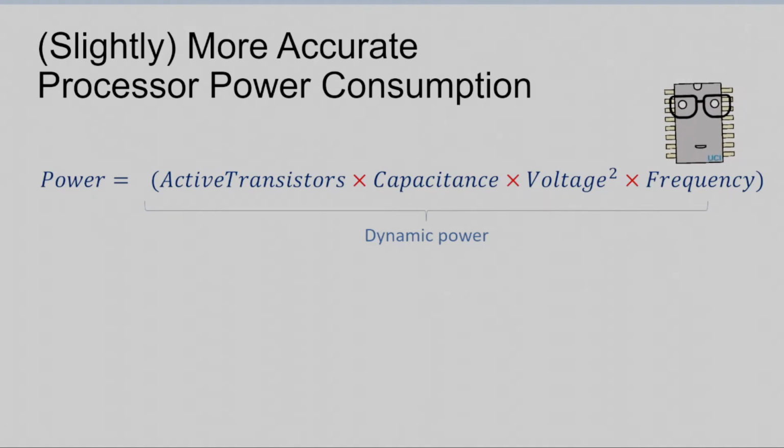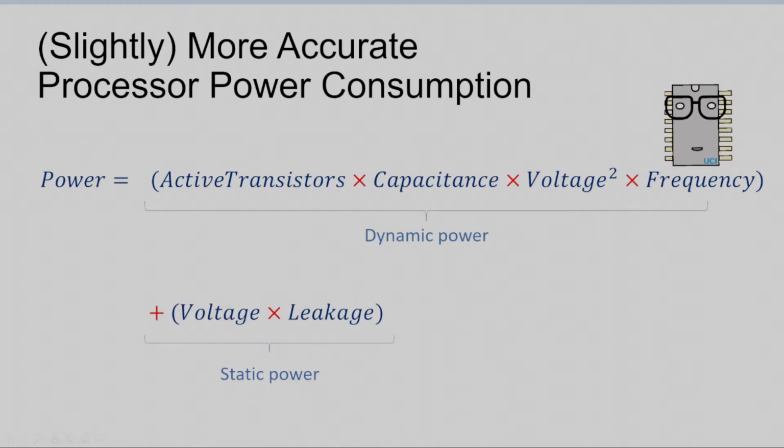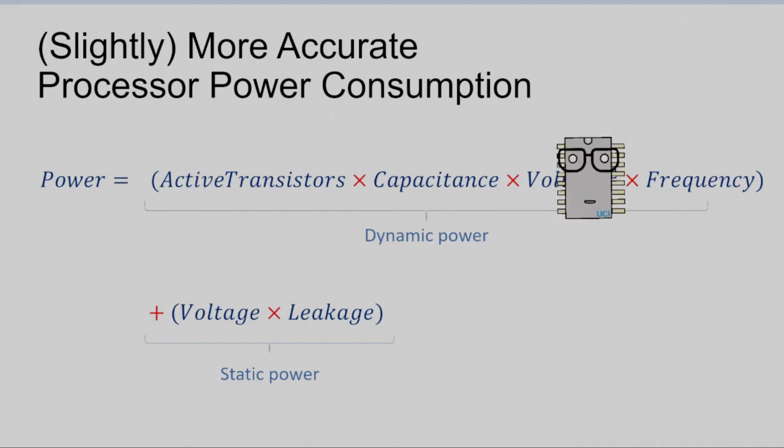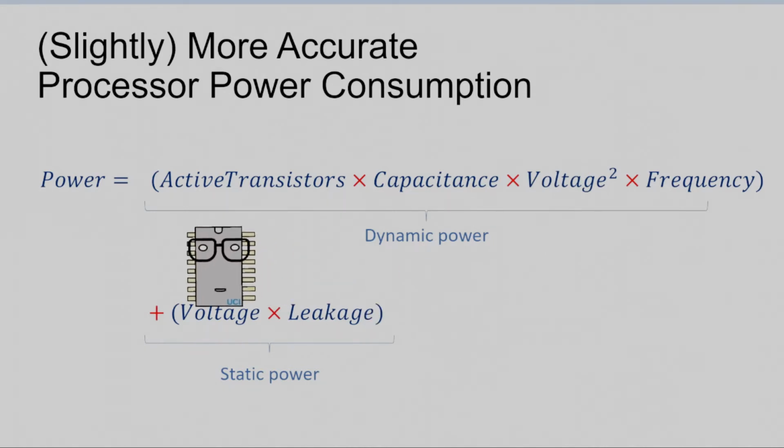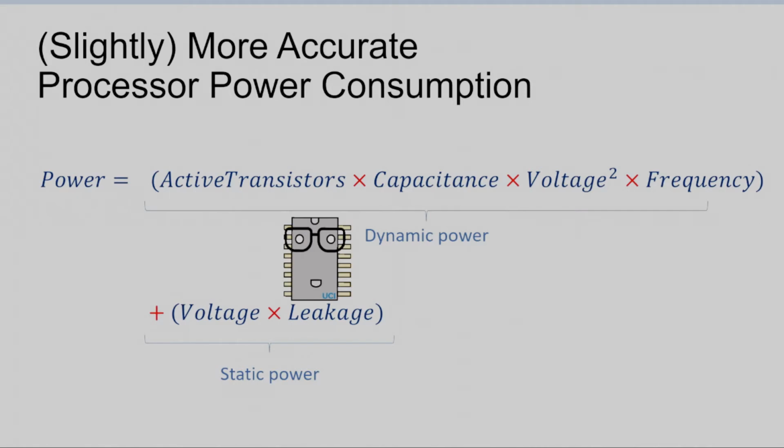The other part of the equation is static power. Static power is sometimes also called leakage power, and is energy that is consumed even when the circuit is not doing anything. As long as the transistors are connected to a voltage input, it is leaking this much power. The static power is calculated as a multiplication between the supply voltage and what is called the leakage.